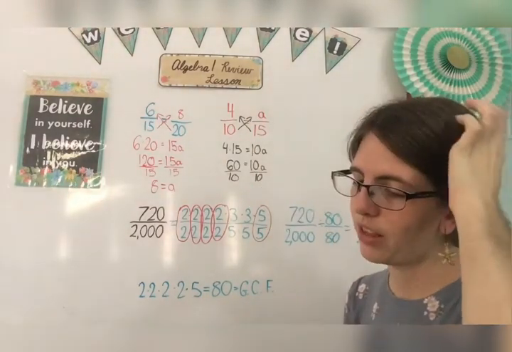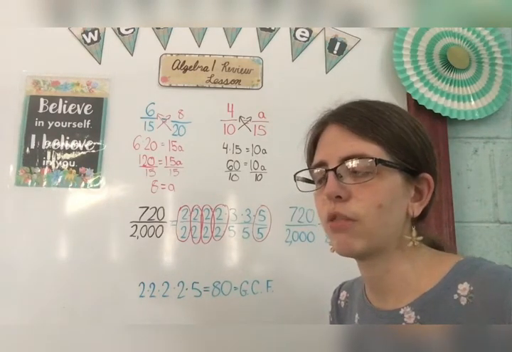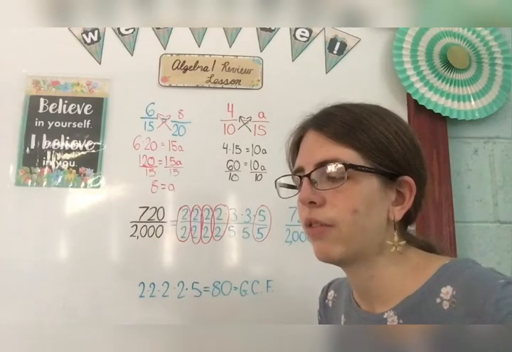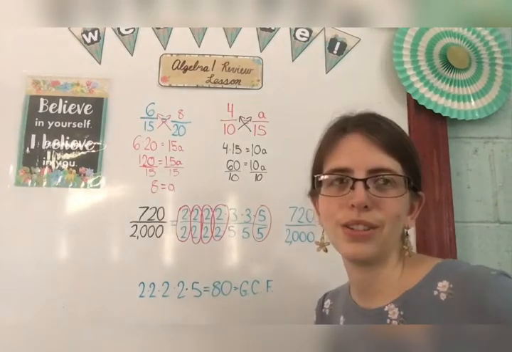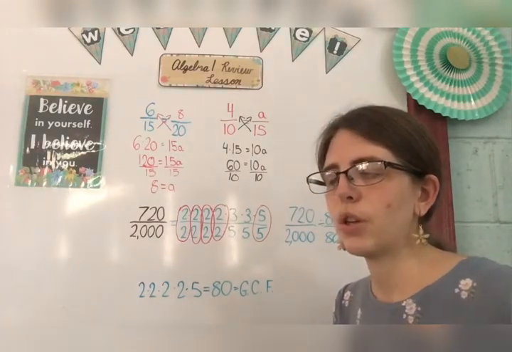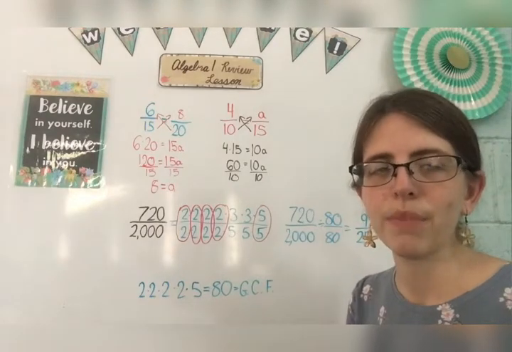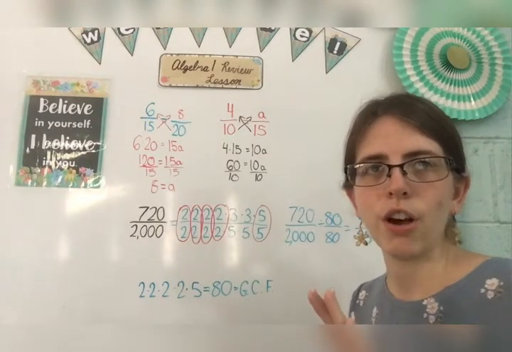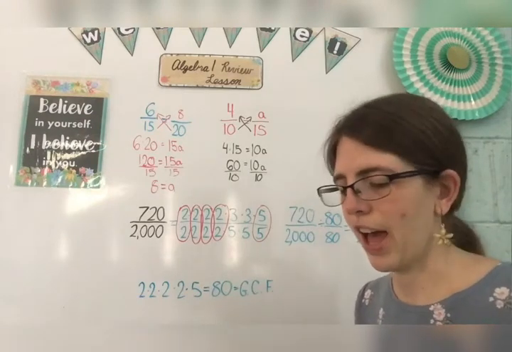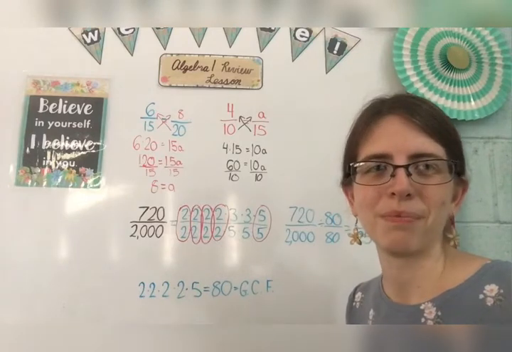Letter B, 360 over 900 reduces to 2/5. And letter B, 42 over 78 reduces to 7/13. Okay, I'm just going to show you a little bit of the work that I did for letter B on my paper. If you are all good to go and you don't need any help, you can stop the video here and get started with your review lesson. You have, I think, 25? Yep, 25 problems to do.